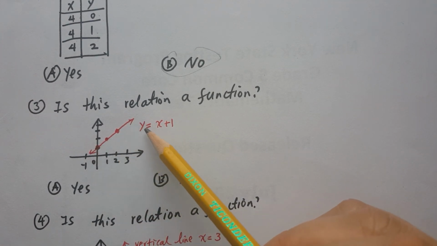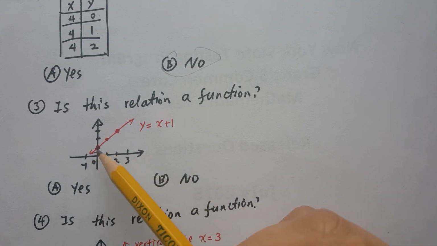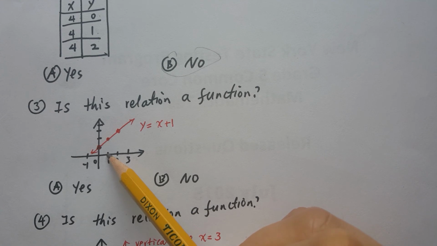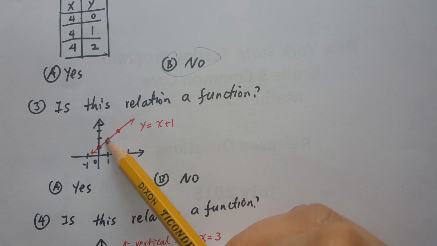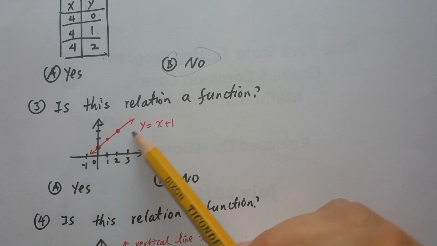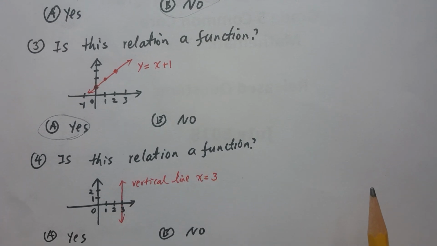Is this relation a function? We have a line y equals x plus 1. When x equals 0, you get 1. When x equals 1, we get 2 as a y value. When x equals 2, we get 3 as a y value. Definitely, this is a function. Y equals mx plus b, a line, is a function. Only vertical lines are not functions.